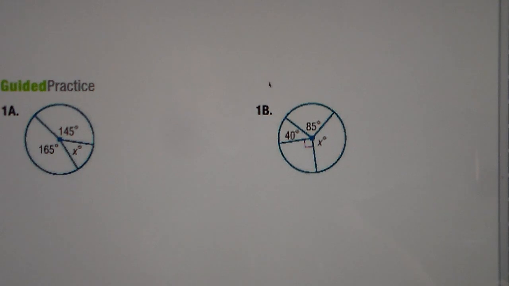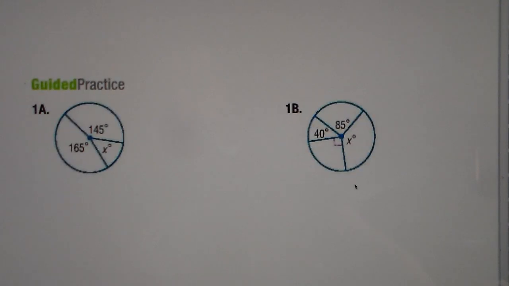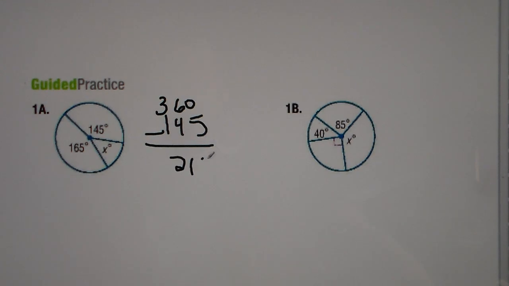Here's another two examples you could practice on your own. Try them first, and then let's see if you get the same answer as me. Now, we know there's 360 degrees in a circle. So we do 360 minus the 145. 360 minus 145, I put that in the calculator, gets you 215. Now 215 minus 165 gets you 50. So the value of x for 1a is 50 degrees.